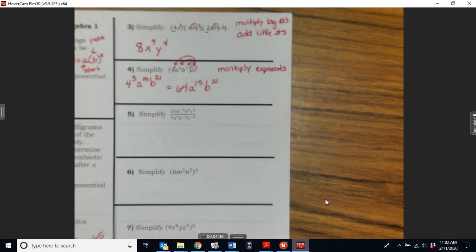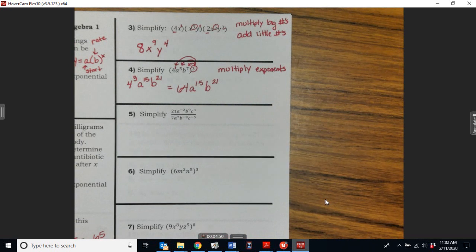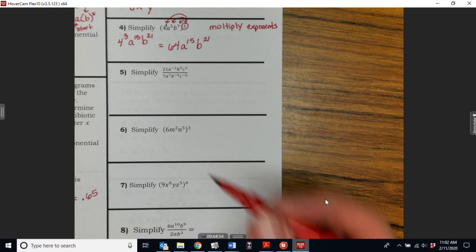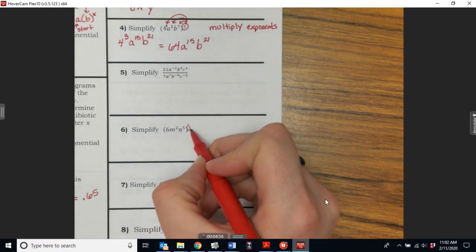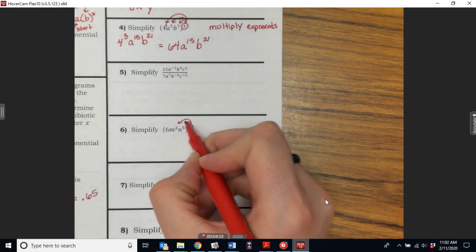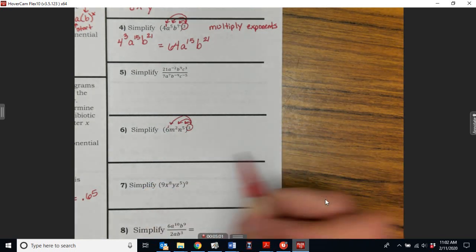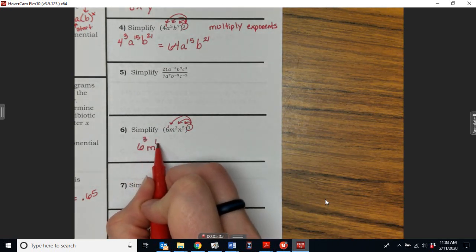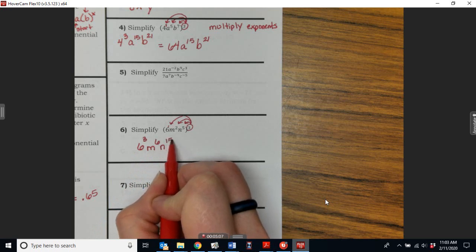Okay, we're going to skip around a little bit. We're going to do all of the same types. So we're going to skip to number 6. 6 is also multiplying exponents. So I take this 3 and I multiply it by each thing. So 6 to the third power, m to the 6th, n to the 15th.